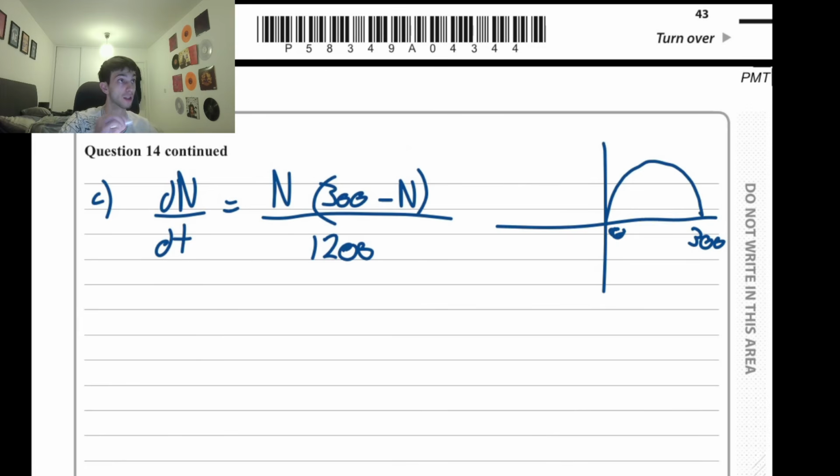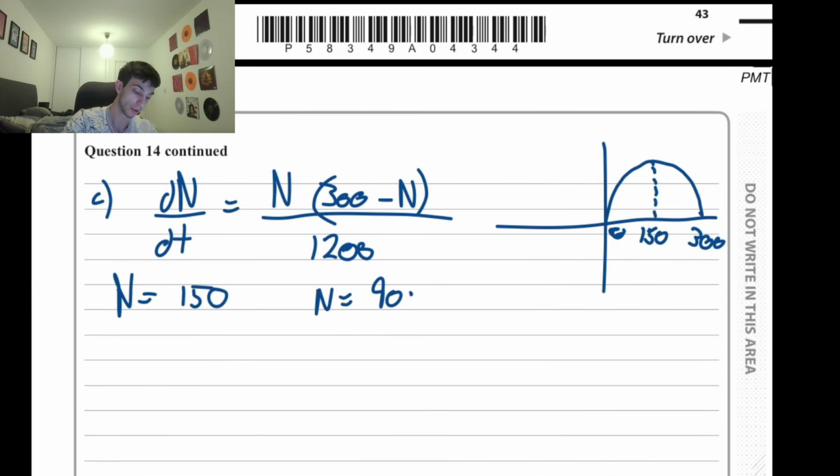So from here, we can actually see it's going to reach its maximum because it's a negative quadratic. It's going to be symmetric, so it reaches its maximum halfway between 0 and 300. So n equals 150. So dn/dt reaches its maximum at n equals 150. Now we have to find the corresponding value of t.